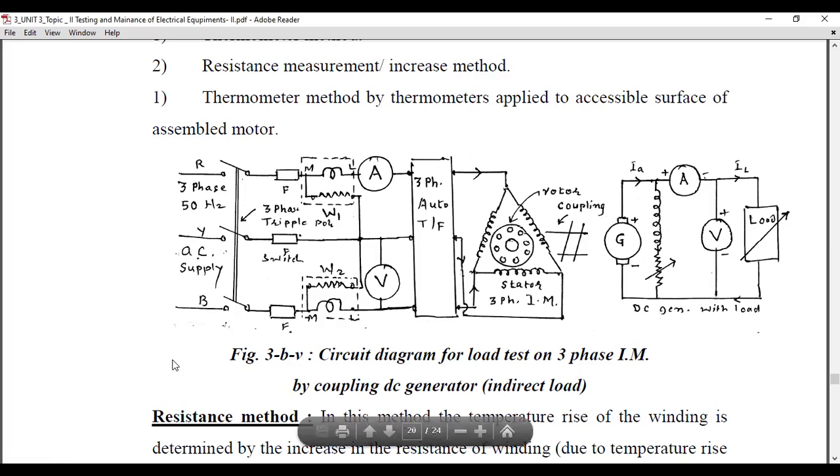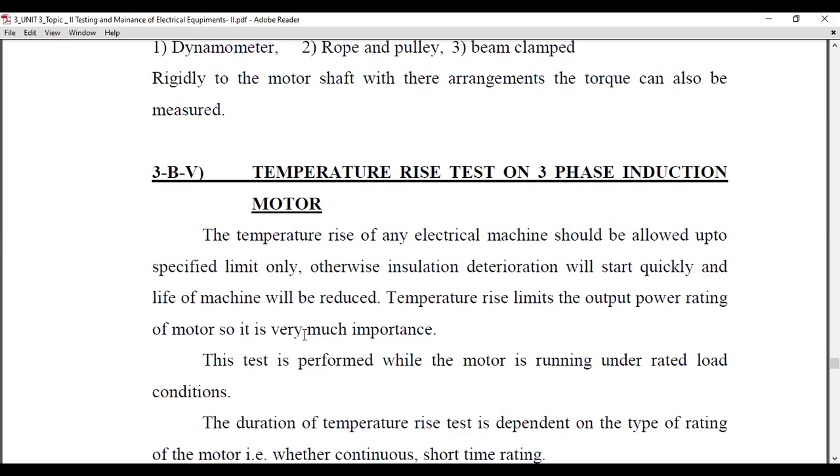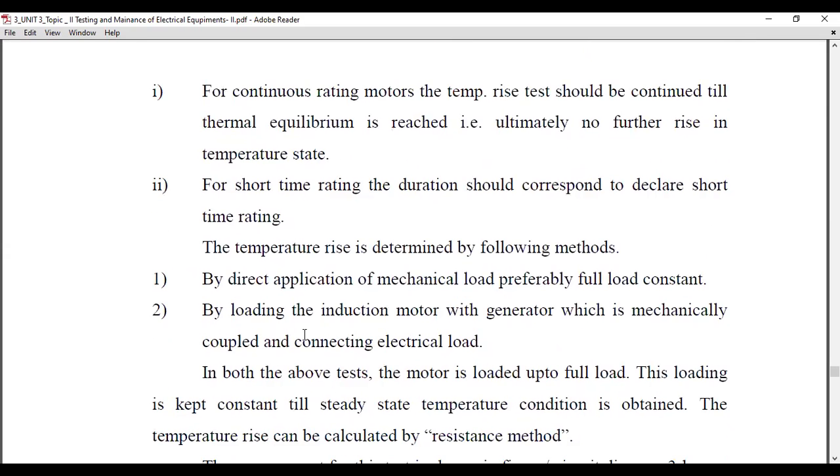So now I hope you have observed the diagram. Basically, here is the circuit diagram for load test on a three-phase induction motor by coupling the DC generator. Here we are implementing. Now let's see one by one which things we need to take care of in the case of the temperature rise test on an induction motor.